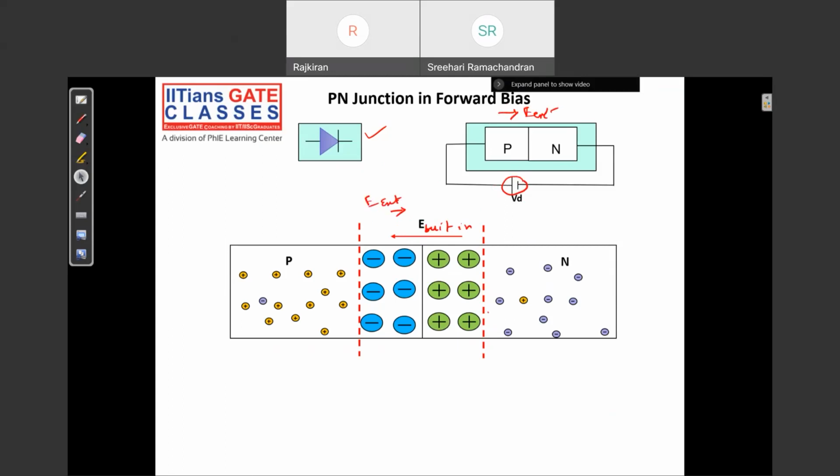So what is happening in the junction? The net electric field is decreasing, right? Because the net electric field is the built-in field minus the external electric field. So this is the net electric field.